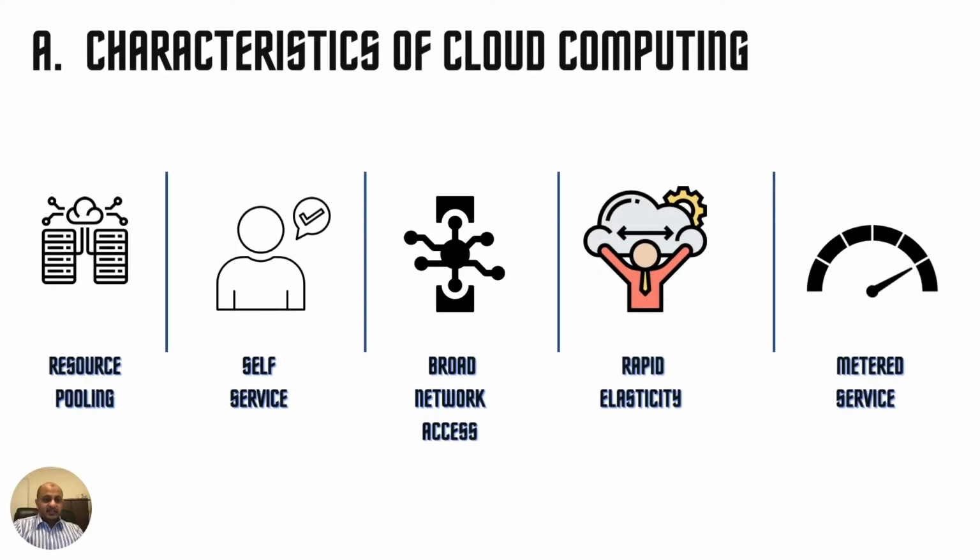So there are certain key characteristics of cloud computing. They are divided into five as per the industry definitions. They are resource pooling, self-servicing, broad network access, rapid elasticity, and metered service. Well, what does that mean? I know this is a mouthful. All of these seem like technical mumbo jumbo. So let's go step by step and break it down.